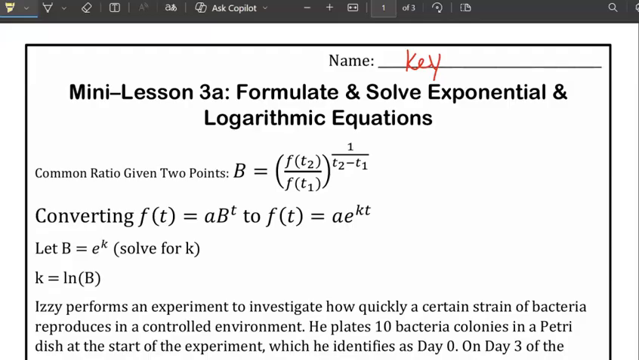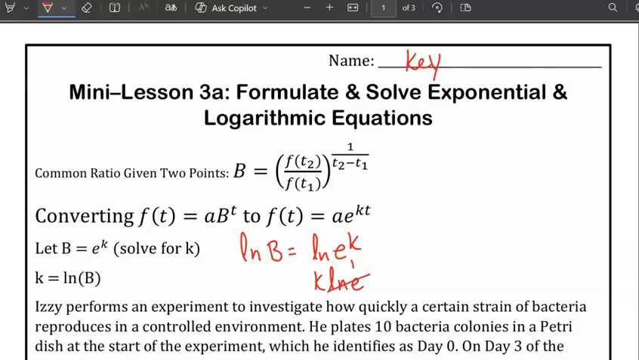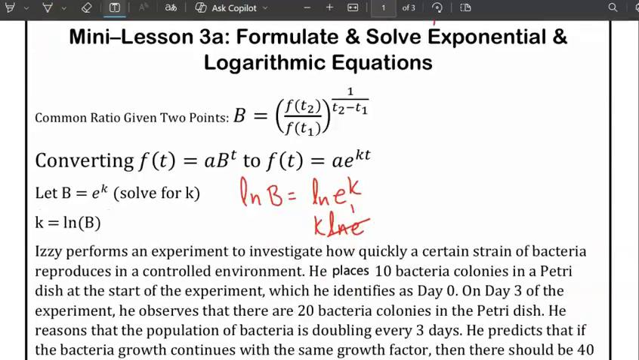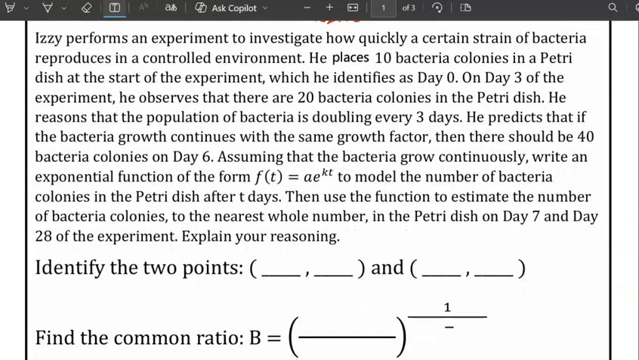power. To do this, you first let b equal e to the k power, and then solve for k. And then you get k equals ln of b. To get rid of an e, you would natural log each side. Using the power rule, we could move the k to the front, and ln of e is just 1. Let's look at an application.